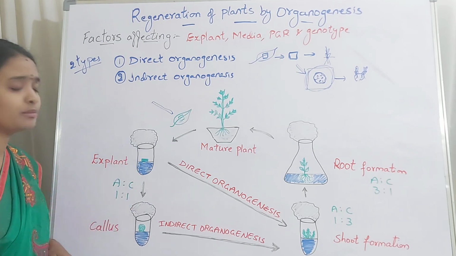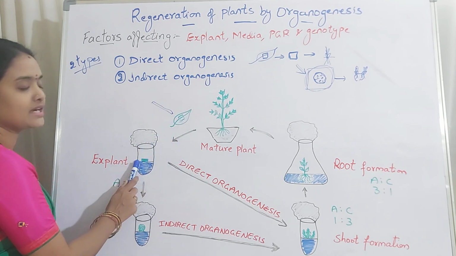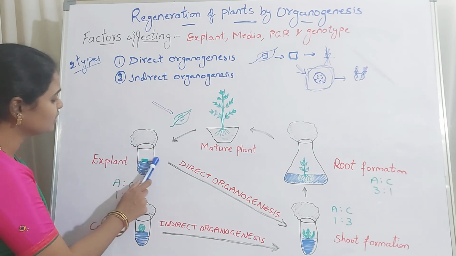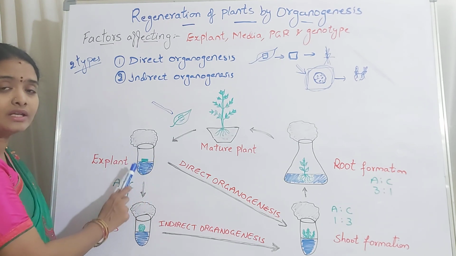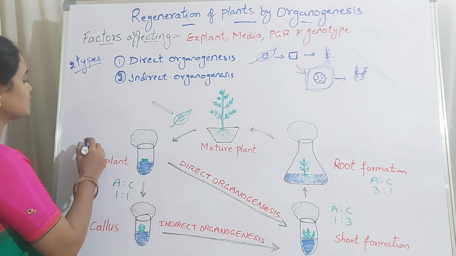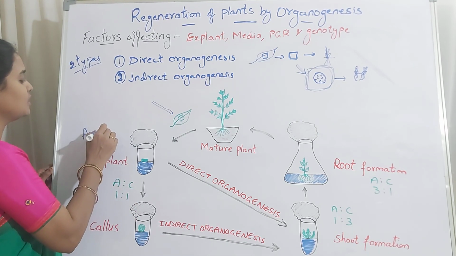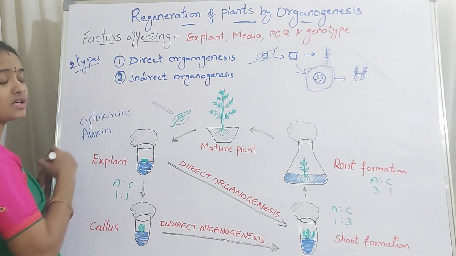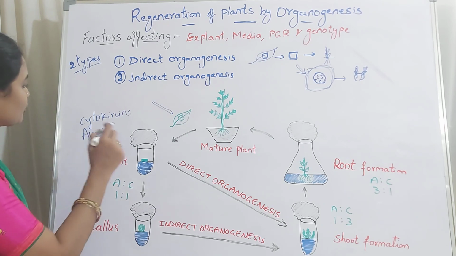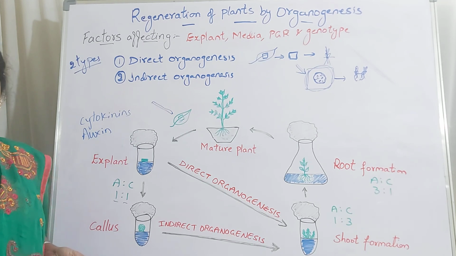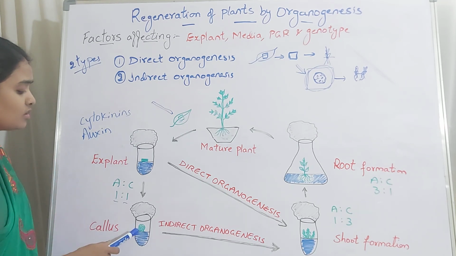After standardizing the media, you are going to inoculate the explant. After inoculation, it is the incubation. Here the main part is played by auxins. The role of auxins is very high, right? Auxins and cytokinins are the growth hormones which are required. When you are providing auxin and cytokinin in the same ratio, a 1:1 ratio, that will induce the formation of callus.